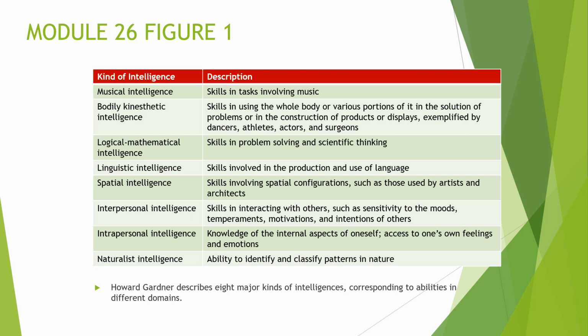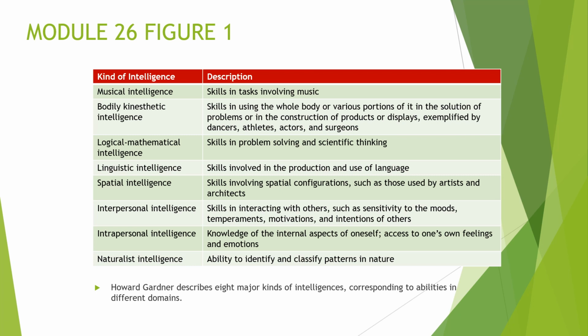Musical intelligence. So you're skilled in tasks that involve music. Bodily kinesthetic. You're skilled in using your whole body or various portions of it in the solution to a problem, exemplified by dancers or athletes or actors or surgeons. Logical, mathematical. You're very good in problem solving and scientific thinking. Linguistic intelligence. You excel in the production and use of language. Spatial intelligence, spatial configurations, such as those used by artists and architects.